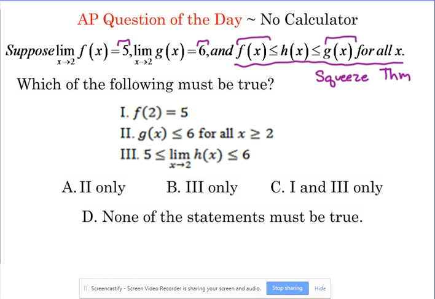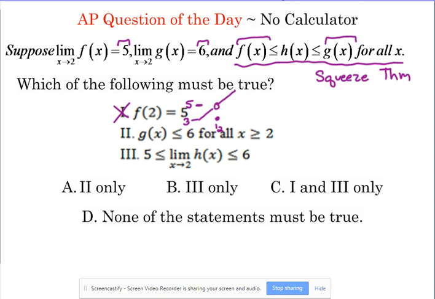So statement number 1, f of 2 equals 5. That is not necessarily true. Just because the limit as we approach 2 is 5 does not mean the value of the function is 5. Anytime you're trying to figure out these true-false statements, try and come up with a situation where it's false. So, for example, we could have a hole. Okay? We could have a hole. So let's say this is 5 right here and this is 2. We're approaching 5. But the actual value of the function is, we'll say, 3. So statement number 1 does not have to be true. Usually it is, but it doesn't have to be.